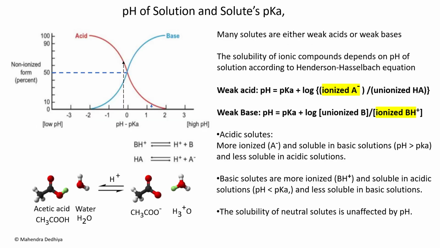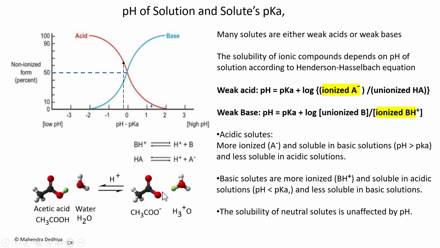The pH of solution and solute's pKa are critical in determining solute solubility. Many solutes are either weak acid or weak bases. If the solute is neutral, then it's unaffected by pH. The solubility of weak acid and weak bases depends on the pH of the solution according to Henderson-Hasselbalch equation as shown below. Acetic acid loses its hydrogen in presence of water and forms acetate moiety.